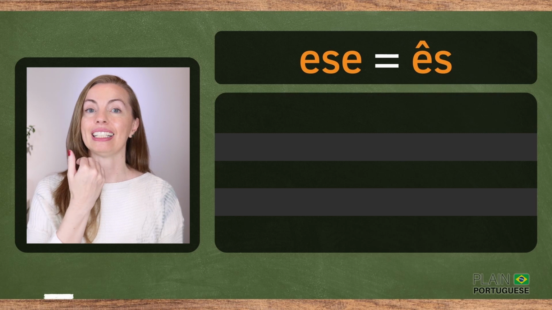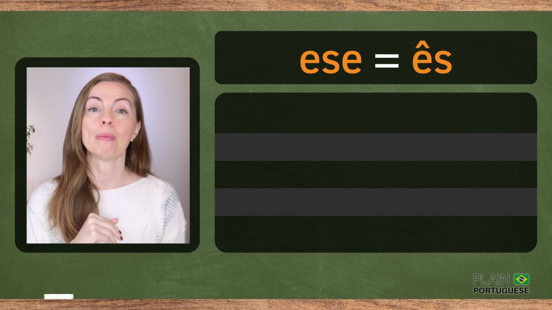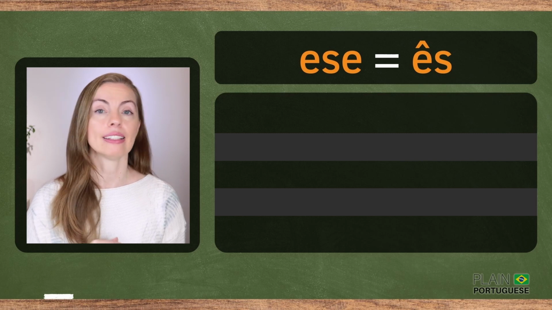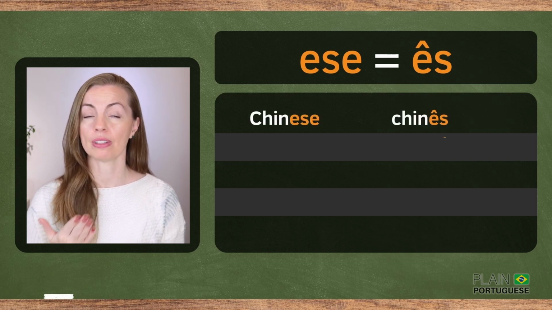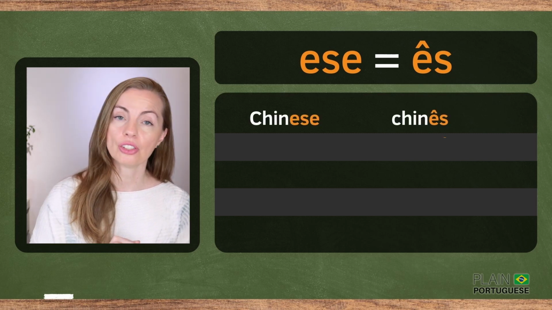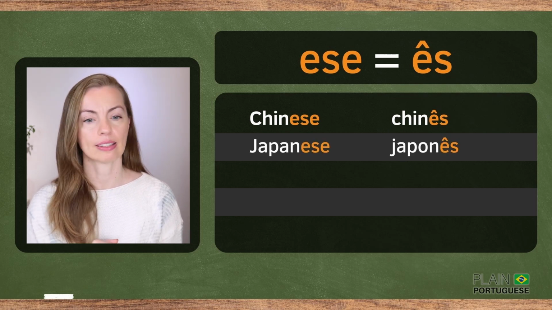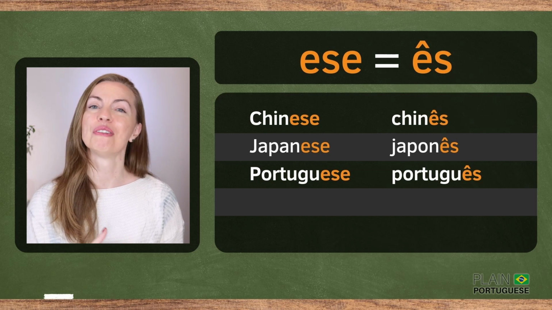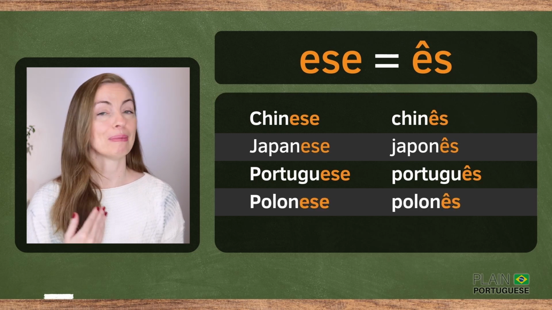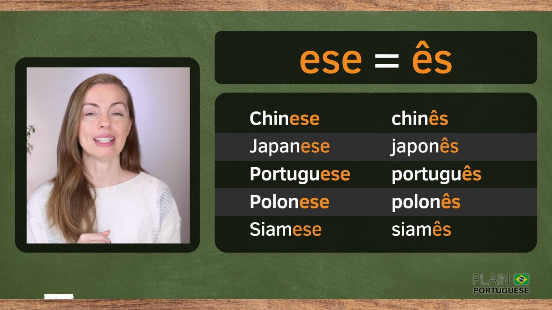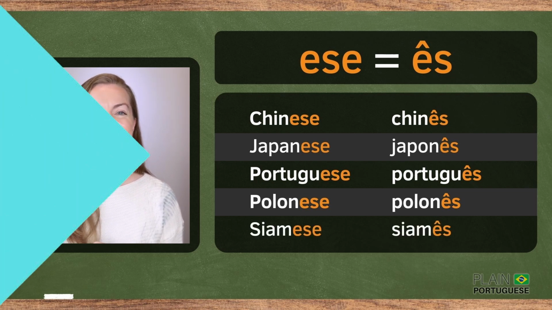Adjectives that end in ese in English will most likely end in ês in Portuguese. Examples: Chinese, chinês, Japanese, japonês, Portuguese, português, Polish, polonês, Siamese, siamês.